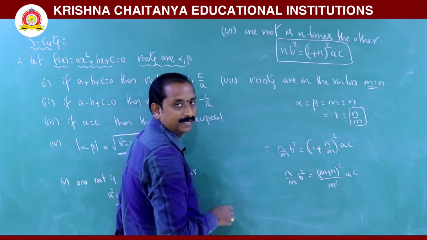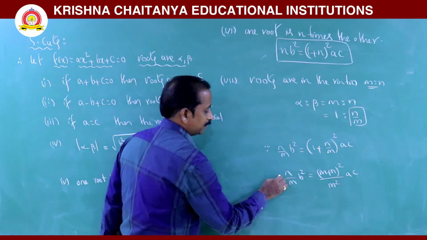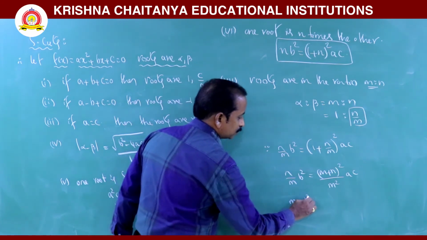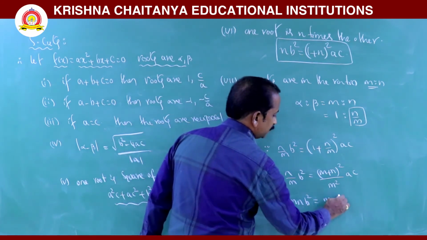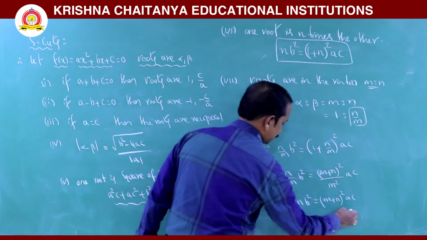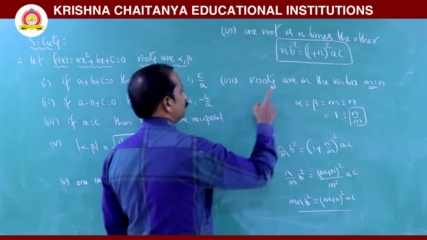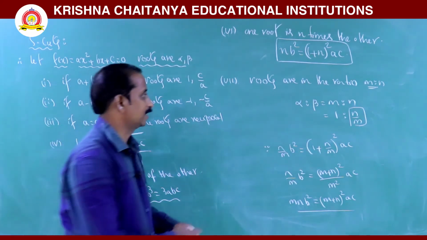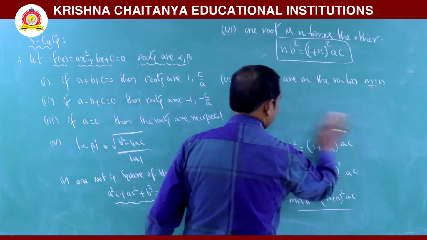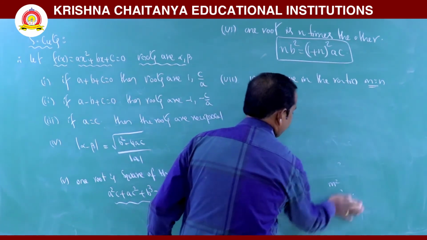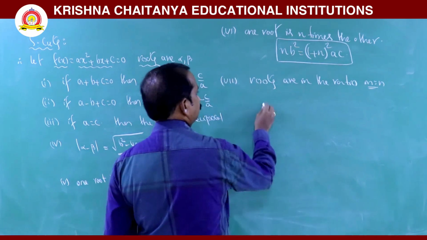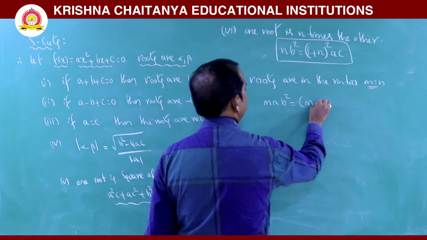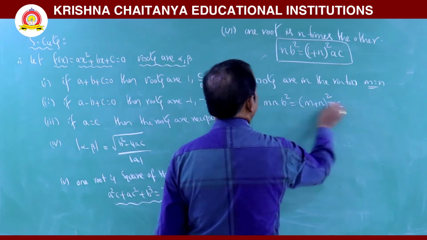Just m square will be taken out. Cross multiplication, then m square into n by m means mn into b square is equal to (m plus n) whole square into ac. This is the shortcut. If the roots are in the ratio m is to n, then use the shortcut: mn into b square is equal to (m plus n) whole square into ac.